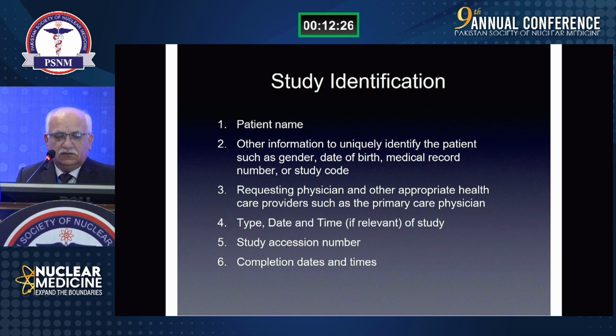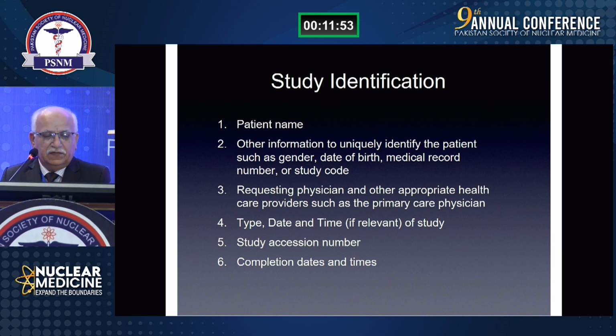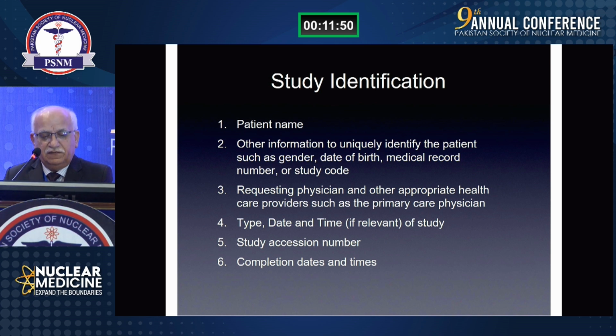The other information to uniquely identify the patient, such as gender, date of birth, medical record number, or study code. We are trying to implement CNIC, but unfortunately not all patients have a CNIC, so at least these things should be included. Requesting physician and other appropriate healthcare providers, such as the primary care physician. The person who has referred to you is important for us, and we have to mention it. Most of the time we don't mention the full name of that person, and that is not fair to him. So we should mention that person's name, type, date, and the time if relevant.